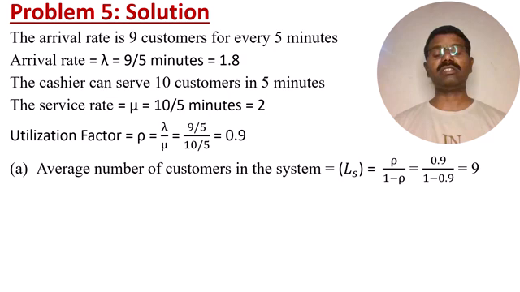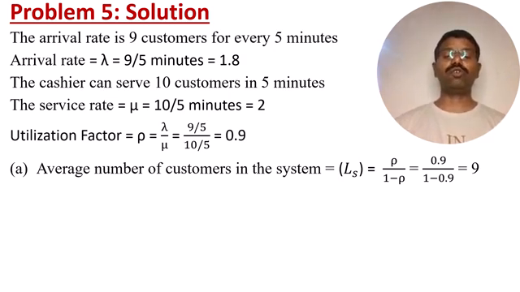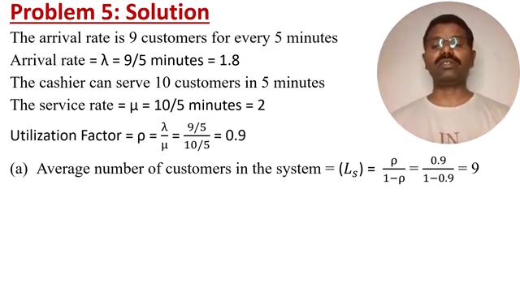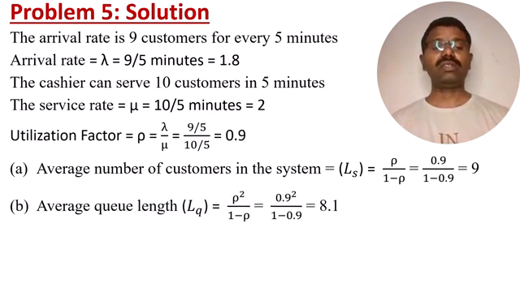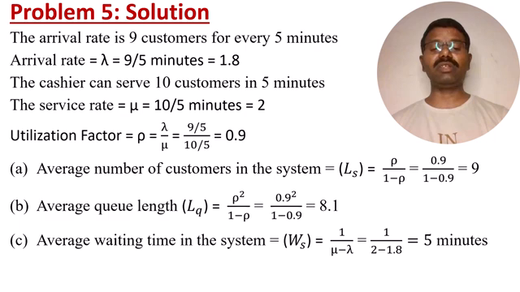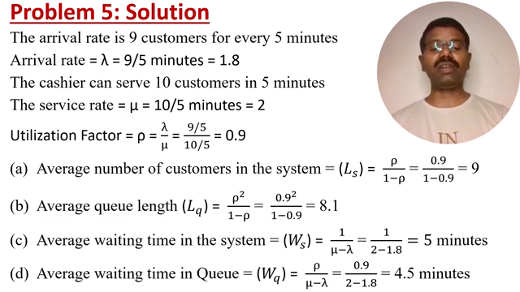The average number of customers in the system, that is the length of the system, LS, is equal to rho by 1 minus rho. Rho we already know is 0.9, so 0.9 by 1 minus 0.9 is equal to 9. And the average queue length, LQ, also a direct formula, is rho square by 1 minus rho, that is 0.81 by 1 minus 0.9, that is equal to 8.1. The average waiting time in the system, WS, is equal to 1 by mu minus lambda, that is 1 by 2 minus 1.8, that is equal to 5. And the average waiting time in the queue, WQ, is equal to rho by mu minus lambda, that is 0.9 by 2 minus 1.8, that is equal to 4.5 minutes.